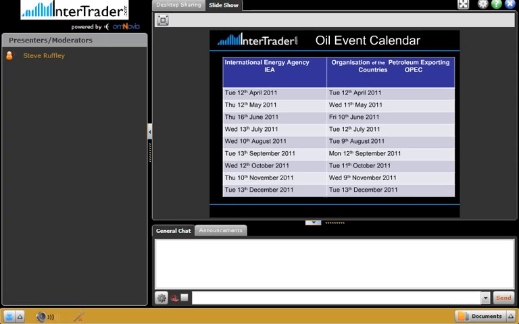So again, when we look at the oil event calendar, it's quite easy when you look at InterTrader. It will tell you anything that's oil specific. And again, we have the IEA, the International Energy Agency, which release figures, and OPEC, which we've all heard of, the oil petroleum exporting countries. Again, any reports that come out from the IEA or OPEC are important. And any dovish or hawkish figures or comments that come out of these organisations, you can trade oil on the back of it accordingly.